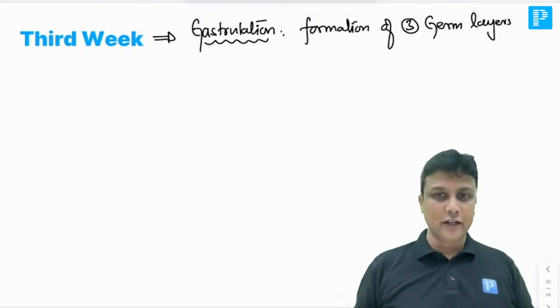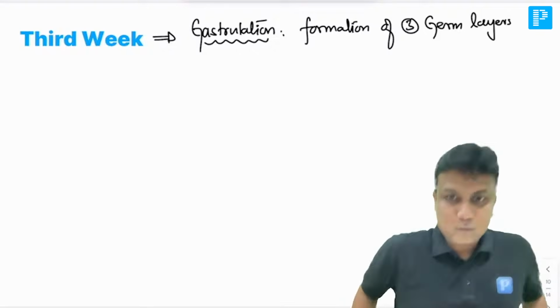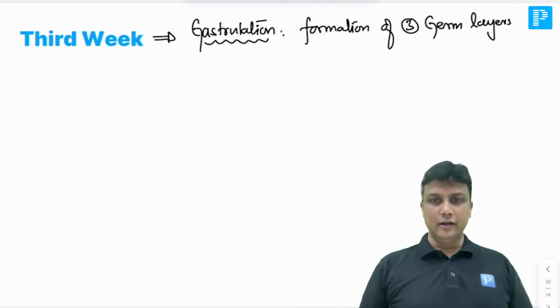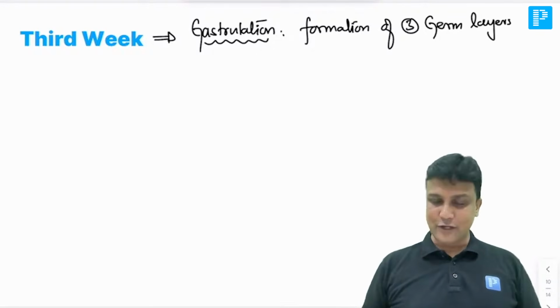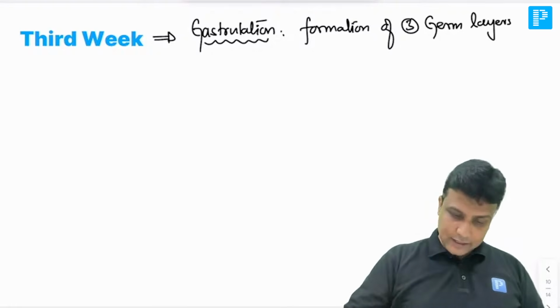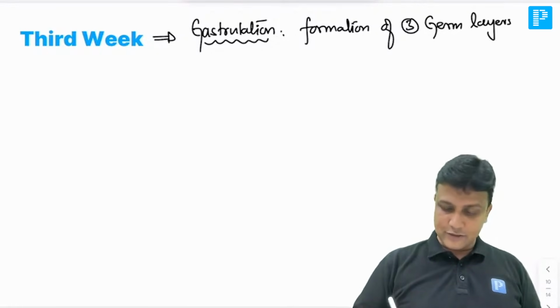Gastrulation का मतलब क्या होता है सर? Formation of the 3 germ layers: ectoderm, endoderm and the mesoderm. Formation of the 3 germ layers is known as what? Gastrulation. Now I'm going to use the same colors till the end.